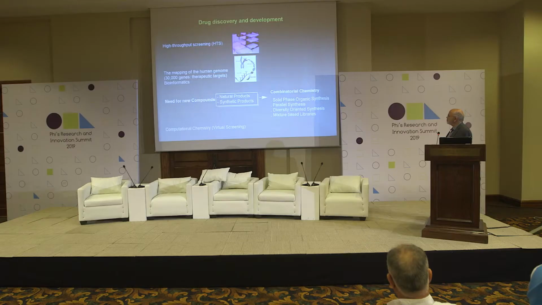So the source of the compounds, we have two major sources: natural products and synthetic products. Natural products, everyone knows what it is. Synthetic products, there is the concept which was born in 1990, which is combinatorial chemistry. Combinatorial chemistry is based on solid phase synthesis, parallel synthesis, diversity-oriented synthesis, mixture-based libraries. My talk will be based on these four concepts. And of course, there is computational chemistry, which is the virtual screening.